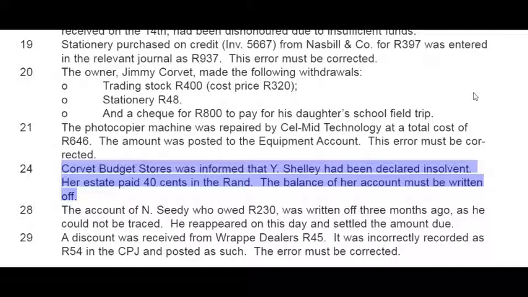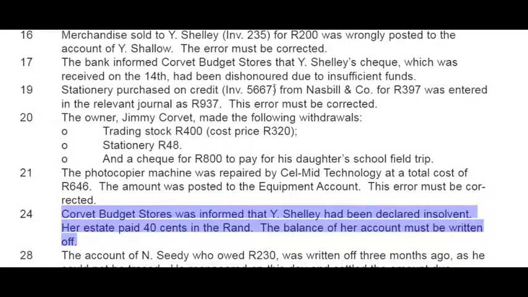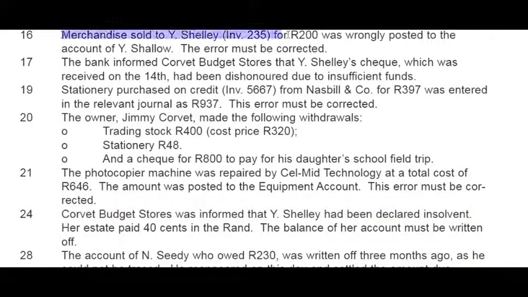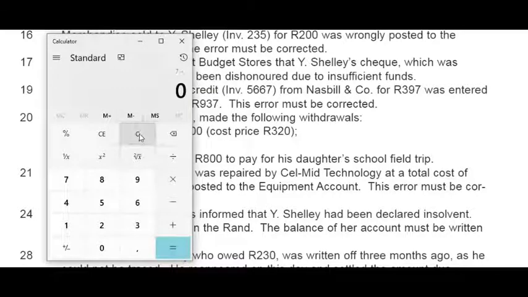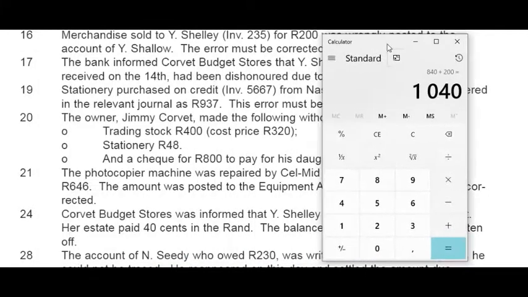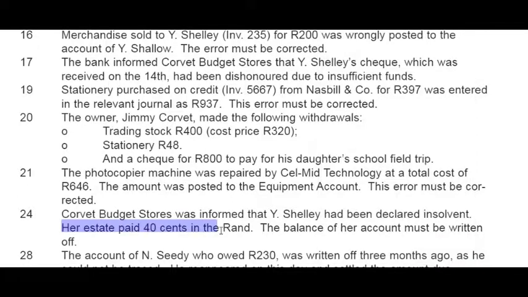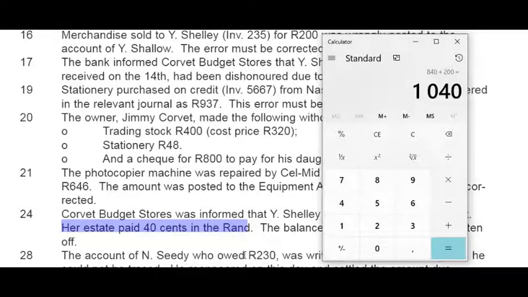But I want you to also quickly look again at the 16th. We sold another 200 Rand of merchandise to Y Shelley. So the total value of her account that must be written off is 840 plus 200 Rand, which is 1,040. That's the total value that must be written off. Then it says here that her estate paid 40 cents in the rand. So there will be two legs to this transaction.